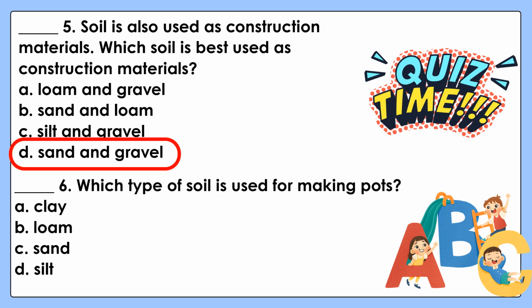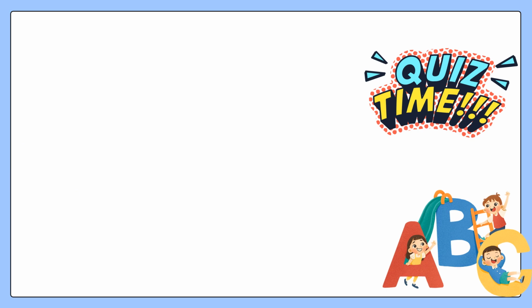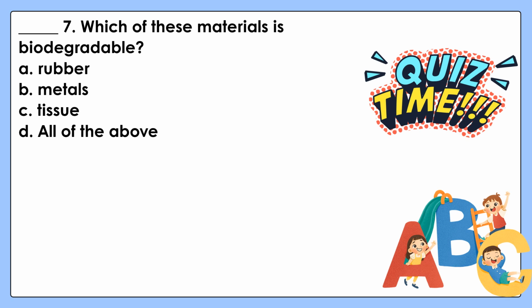Number 6. Which type of soil is used for making pots? A. Clay, B. Loam, C. Sand, or D. Silt? The answer is letter A. Clay. Number 7. Which of these materials is biodegradable? A. Rubber, B. Metals, C. Tissue, or D. All of the above? The answer is letter C. Tissue.